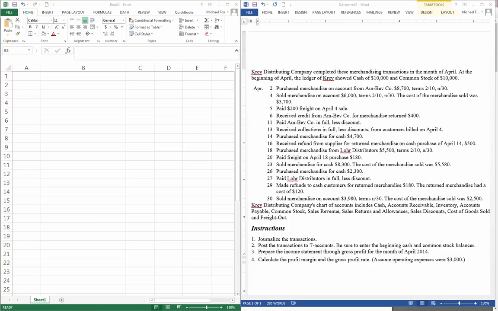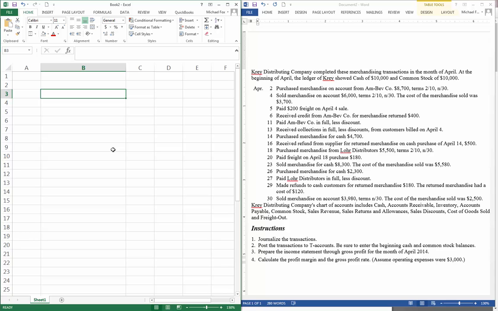Okay, here is problem 5-1B. This should be very similar to the second to last problem on Chapter 5, assignment number 2. Cray Distributing Company completed these merchandising transactions in the month of April.